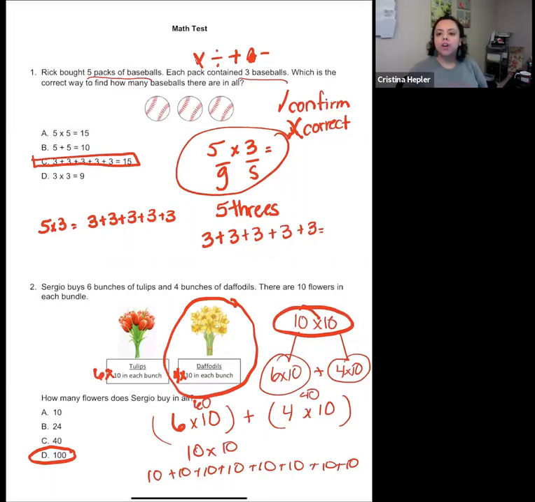All right, are you confirming or are you correcting your thinking for this? Go ahead and type it on the chat. Celine is confirming, so that means she got it right. Is anybody correcting their thinking? Thank you, Montserrat, for being honest. Thank you, Layla, for being honest.